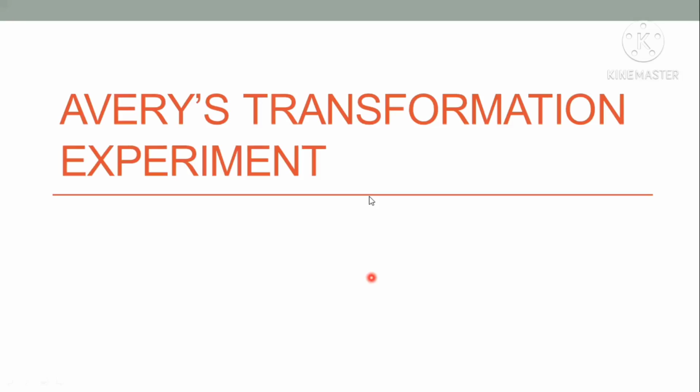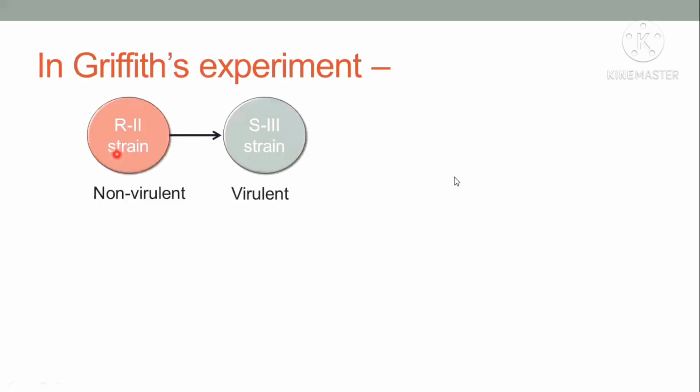Hello guys, in this video we will discuss Avery's transformation experiment. In the last video, which was Griffith's experiment, we learned that R2 was transformed into S3, and he concluded that R2 has absorbed something from S3, which is why non-virulent R2 got converted into virulent S3. But guys, what was absorbed he wasn't able to find.